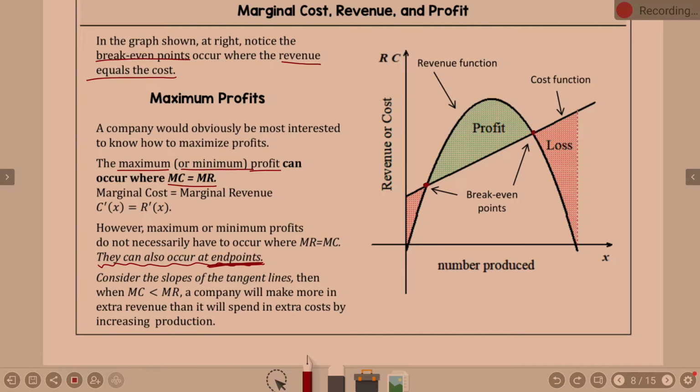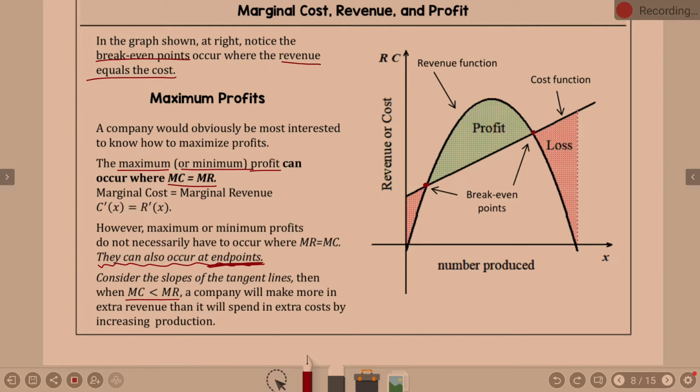I have to process through that for a moment. So consider the slopes of the tangent lines when marginal cost is less than marginal revenue. And realize the slope of the tangent line for the cost function just is the cost function, right? With your revenue, that derivative is changing all the time. But they'll make more in extra revenue than it will spend in extra cost by increasing production. And, oh, there's a graph in homework that talks about it. That's what it was.